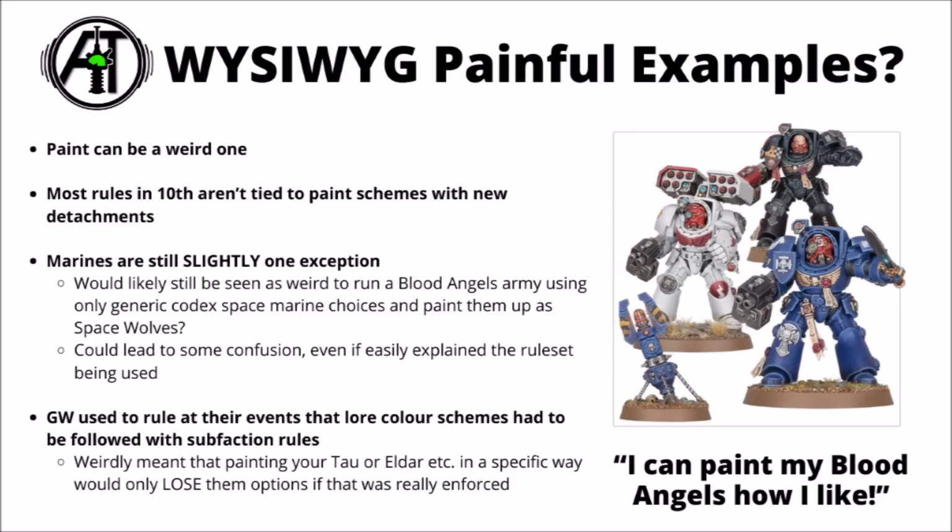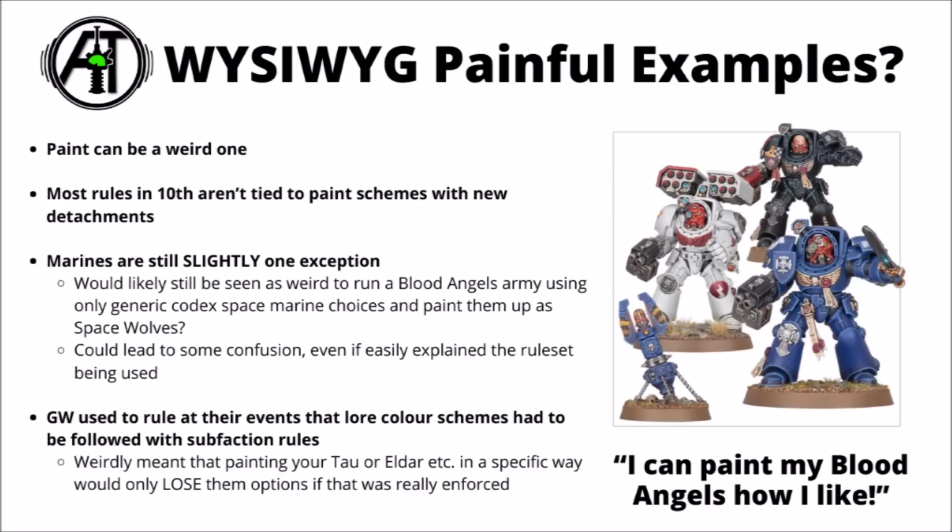Otherwise, another slightly odd one can be WYSIWYG and paint schemes. As Games Workshop have set out, most rules in 10th edition aren't directly tied to paint schemes anymore. You no longer get specific rules for Ultramarines, Imperial Fists or Salamanders, for example, instead everything being tied to detachments, which does have a few downsides for lore and theming, but also does mean that you can't break WYSIWYG type things by painting things the wrong way for the most part.